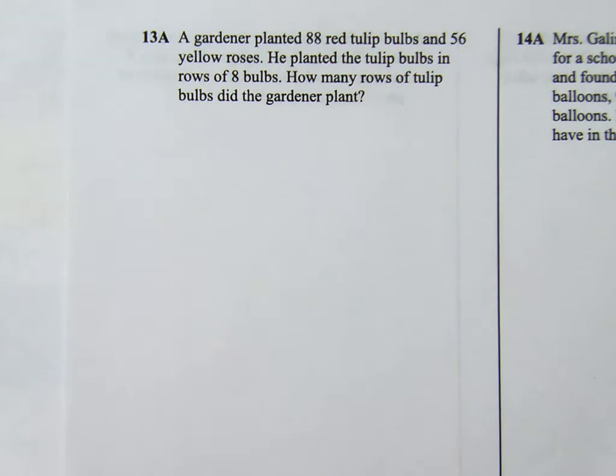It says a gardener planted 88 red tulip bulbs, 56 yellow roses. He planted the tulip bulbs in rows of 8 bulbs. How many rows of tulip bulbs did the gardener plant?